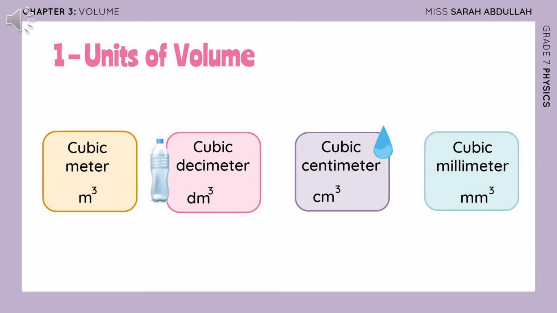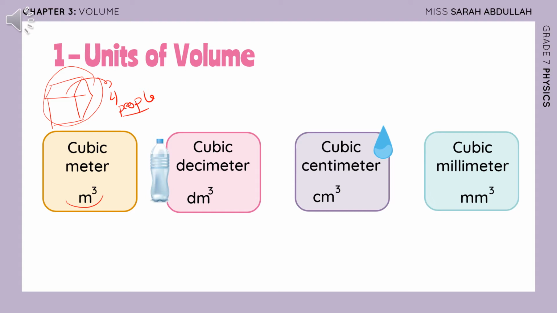So the four units of volume that we know so far are the cubic meter, cubic decimeter, cubic centimeter, and cubic millimeter. Now, how big is a cubic meter? Like how big is that volume? You can imagine it as a box, and this box can actually fit four people. So this is how big a cubic meter is. This is the space that it takes, approximately four people.